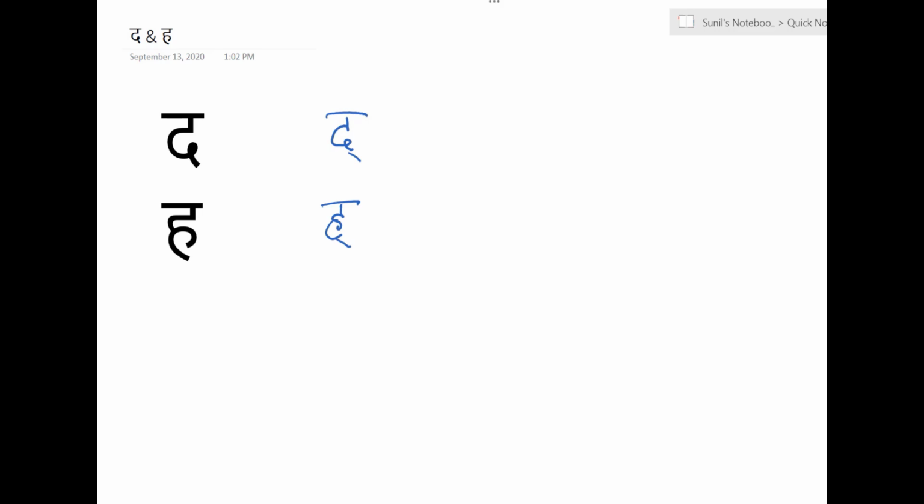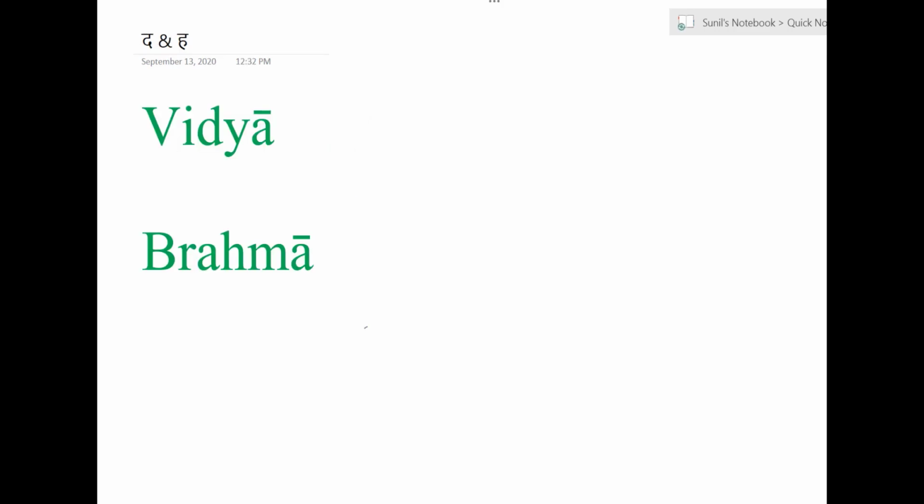Let's take some words with sha and ha. Keep in mind the consonant-consonant combination with sha and ha is very rare in Hindi. It appears only in Sanskrit words. So I have chosen one word each for these combinations. The first word is vidya. Vidya means education, and you have the combination here, and then the second word is Brahma. It's one of the gods in Hinduism, and you have the ha-ma combination here.